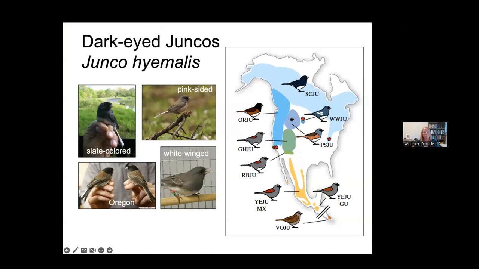So most of the work I've done has been with the dark-eyed junco. This is a widespread North American sparrow that breeds primarily at high altitudes and high latitudes. So you'll find them breeding in the mountain ranges and high up in Canada.